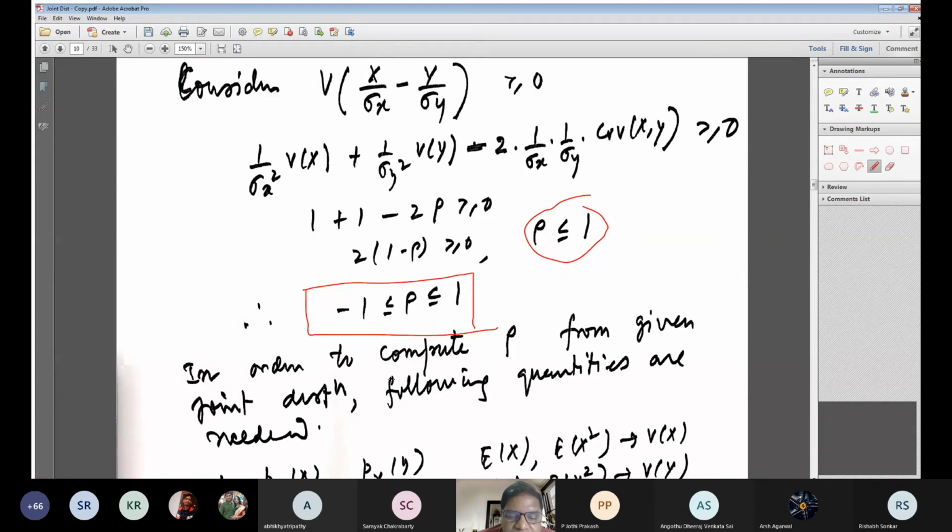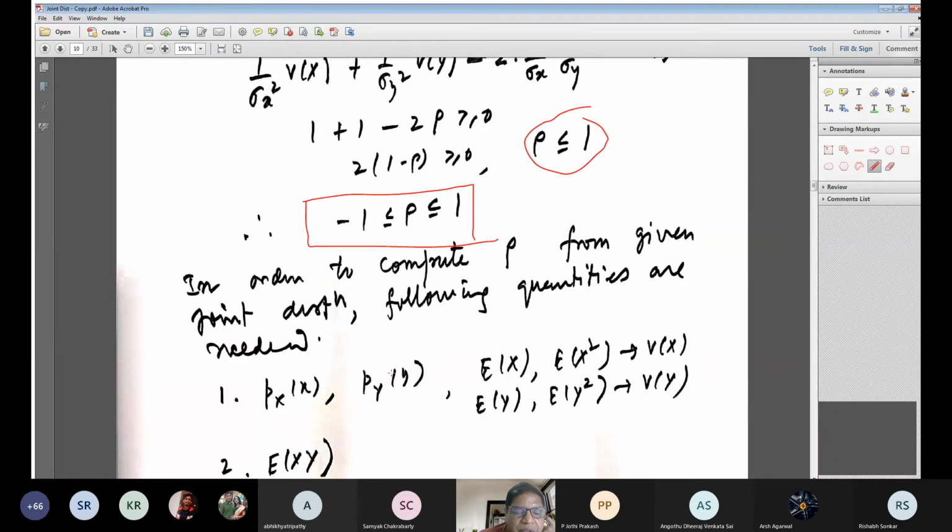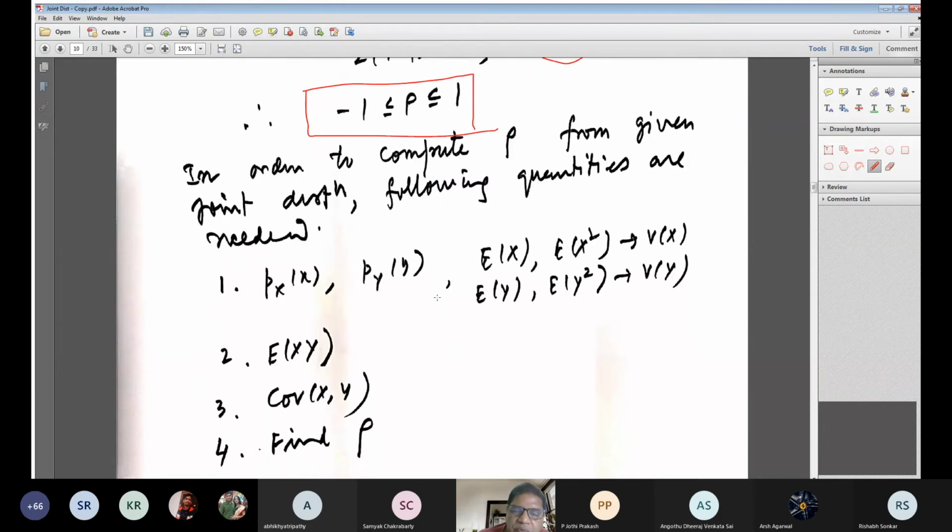Now, in order to compute the rho from a given joint distribution, okay, so if the joint distribution is given, how to compute the value of rho? So in order to compute the rho from the joint distribution, we need to know the marginal of x, marginal of y. Once you know this, you can compute E of x square, and then variance of x, E of y square, variance of y. Then you have to compute the product, E of xy, because x and y are not independent, so we need to compute this term. Once we know this, we can compute the covariance and then find the value of rho.